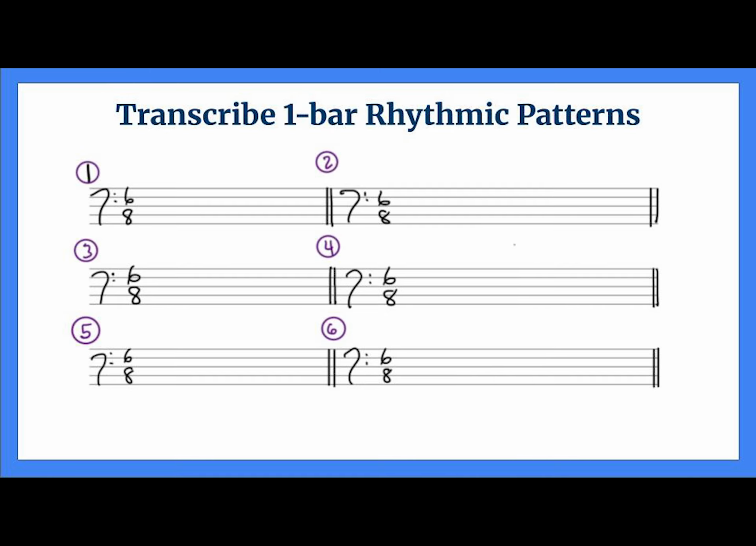Now let's work on our rhythmic patterns in compound duple. Grab some staff paper, and these are going to be 1-bar rhythmic patterns in the time signature of 6/8. You will hear each pattern only once, and so write it down. You're just transcribing the rhythm. You don't have to worry about pitch. Write this rhythm down in real time so that you're focusing on capturing that whole rhythmic pattern as a single entity and transcribing it as quickly as possible.